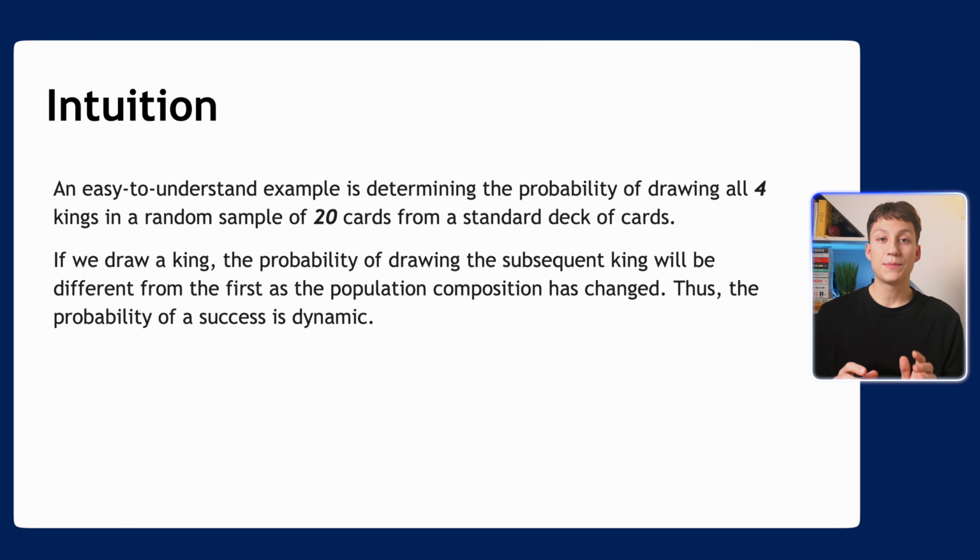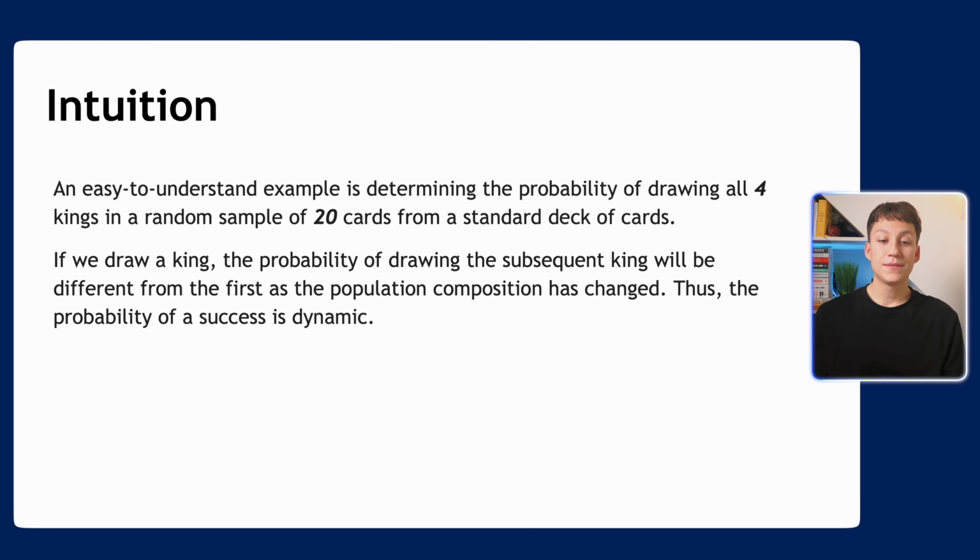So a really simple example to understand where we would apply the hypergeometric distribution is this. Let's say we want to determine the probability that we have drawn all 4 kings in a random sample of 20 cards from a deck. In this case, we've got a deck of 52 cards. We've randomly taken 20 cards from that 52 card deck. And what we want to know is, what is the probability of those 20 cards containing all 4 kings? That's an example where we're using the hypergeometric distribution.